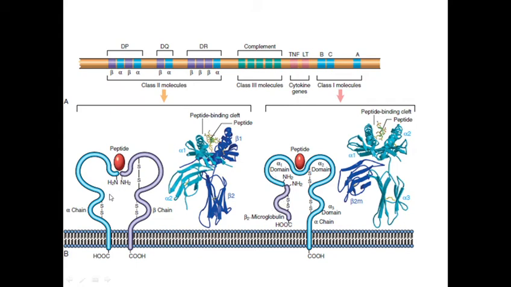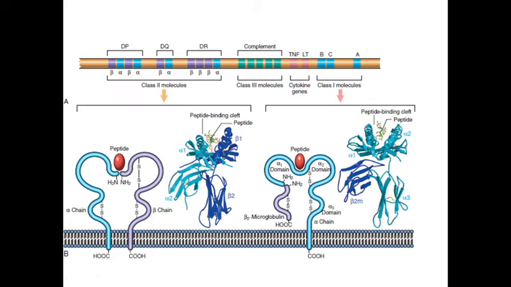Now let us see the structure of MHC class 2 molecules. Each MHC class 2 molecule has an alpha chain and a beta chain. The alpha chain consists of alpha 1 and alpha 2 domains, and the beta chain consists of beta 1 and beta 2 domains. The antigen binding groove is formed between the alpha and beta chains.